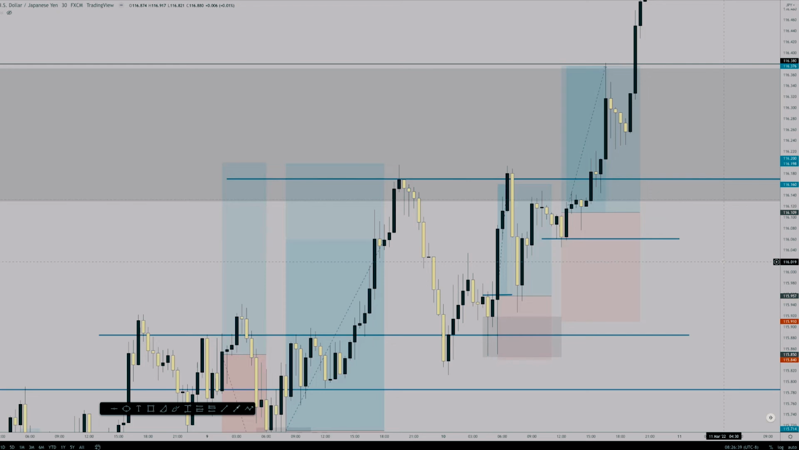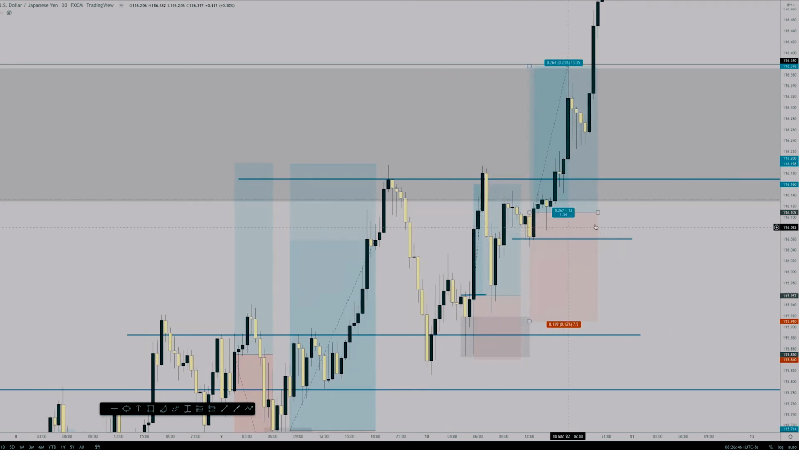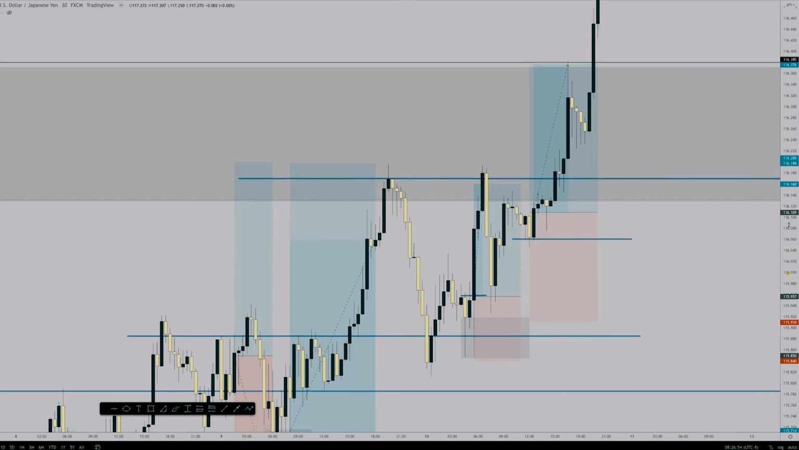Essentially, I made a higher low point. There's a bullish engulfing candle. The market was still bullish overall, making higher highs and higher lows. The higher time frame overall trend was still bullish, and this candle right here is really important.